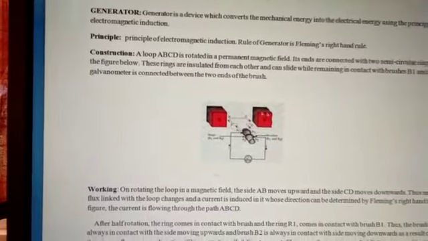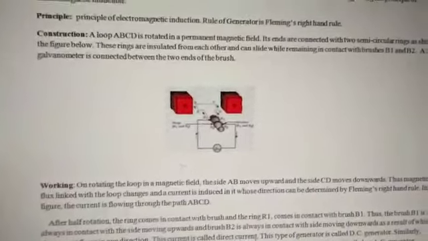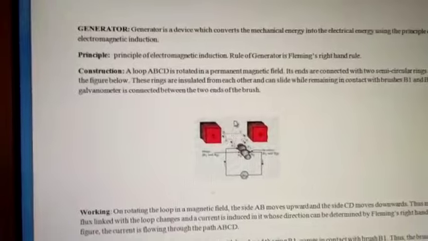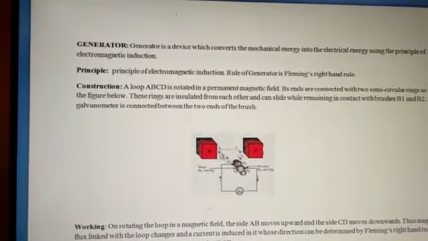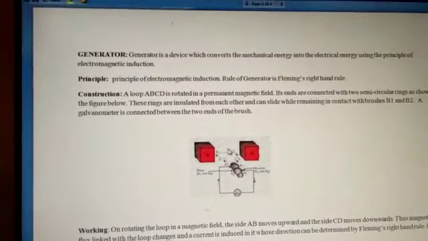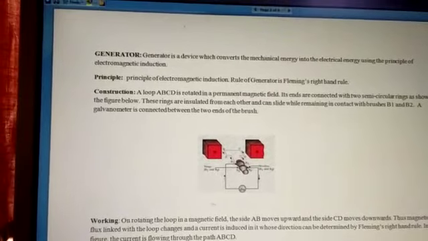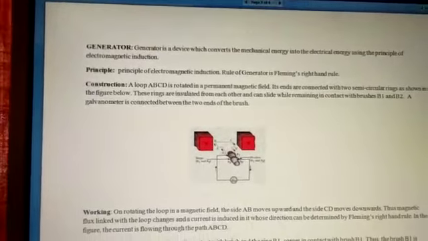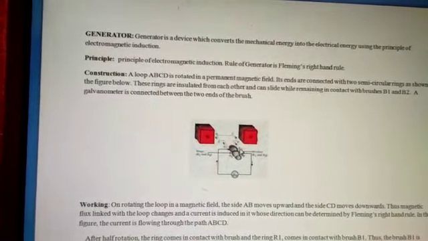Whenever it starts rotating, we have to apply Fleming's right hand rule here. If you apply Fleming's right hand rule, whenever AB comes perpendicular to this one, like this, then what happens? After a half rotation, you please see, only half rotation it has done, then the ring R1 comes to this side.